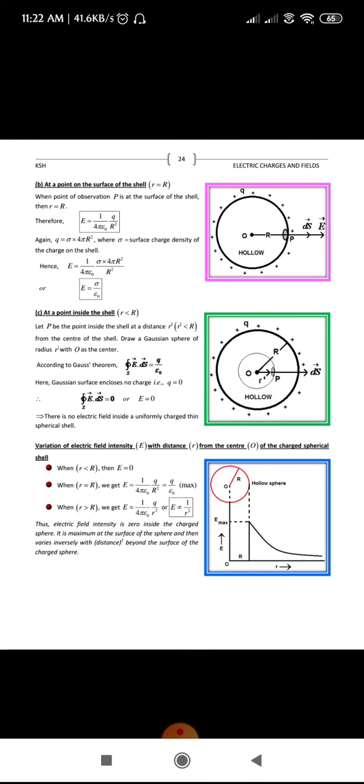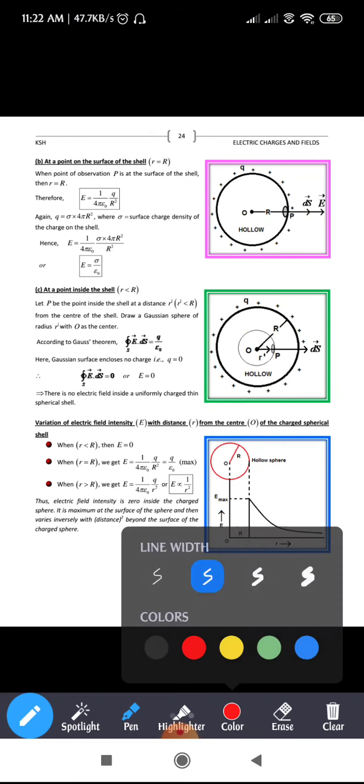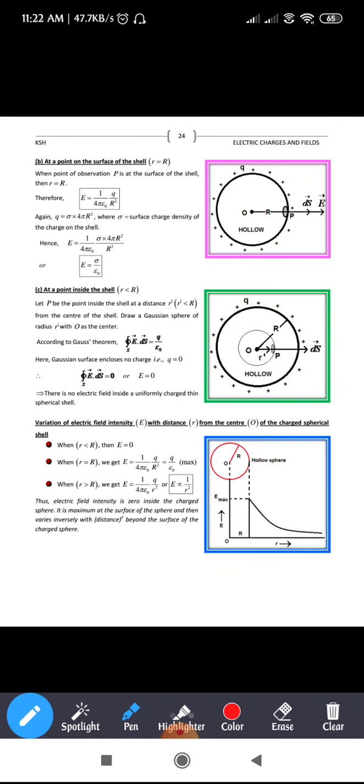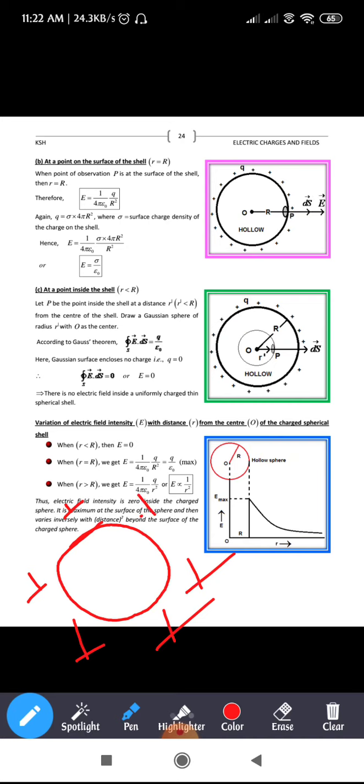Next it is regarding a point on the surface of the shell. First of all, we have taken a spherical shell whose radius is capital R. Here I'll just draw on the screen itself to make it a little bit easy. So we have taken a spherical shell, and let us say that the charges have been placed on the spherical shell.